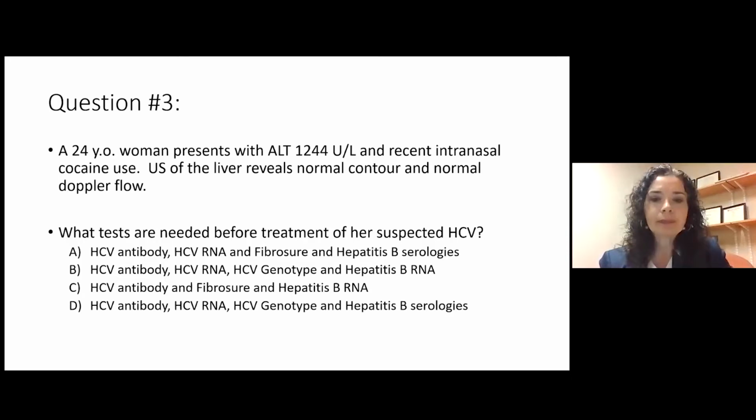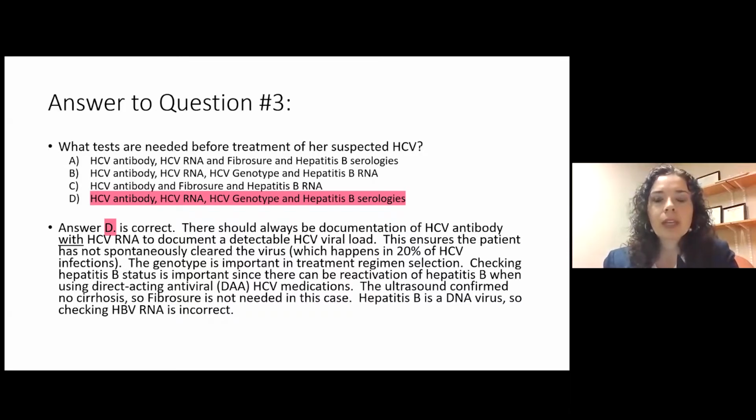So hopefully this one was a little bit easier. Hepatitis C antibody always is followed by the RNA, and you do want to check their genotype before treatment and also get hepatitis B serologies. Again, reminding you that 20% of patients may spontaneously clear the virus, so you always want to check an RNA. The genotype is important in the regimen selection, and you want to make sure you know their hepatitis B status.